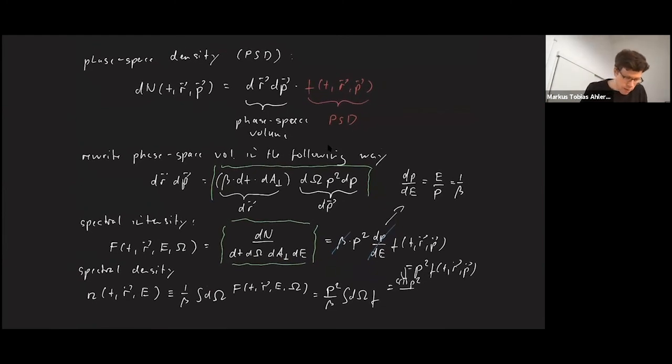Okay, so 4 pi p squared divided by beta. And then I have here the angular average of the phase-space density, which I'm going to call phi in the following. That will depend on t, r, and p. So the phase-space density is related to the spectral intensity, and the spectral intensity in turn is related to the spectral density. So all the information that we need to understand cosmic ray propagation is already encoded in the phase-space density.